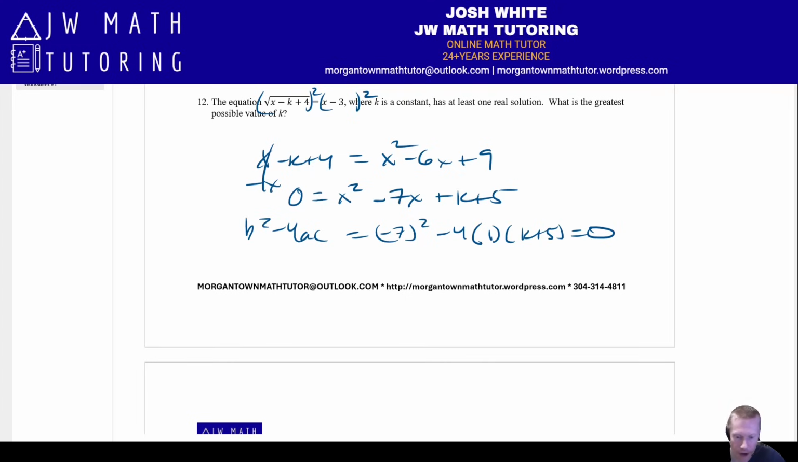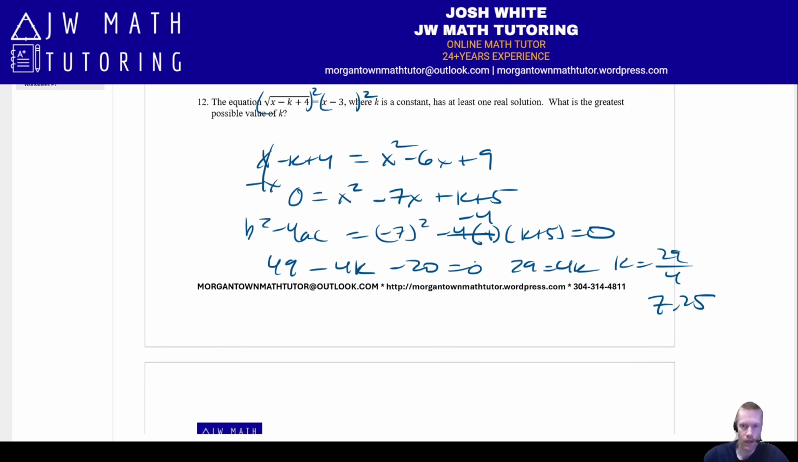So now we go ahead and we simplify this. 49. Okay, this is just negative 4, so minus 4k minus 20 equals 0. 29 equals 4k. K equals 29 over 4, or 7.25 as a fraction. All right, so that should be our answer.